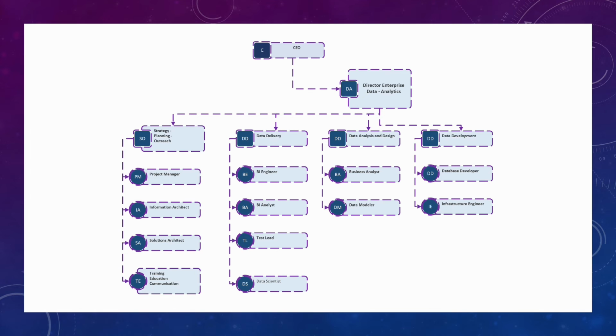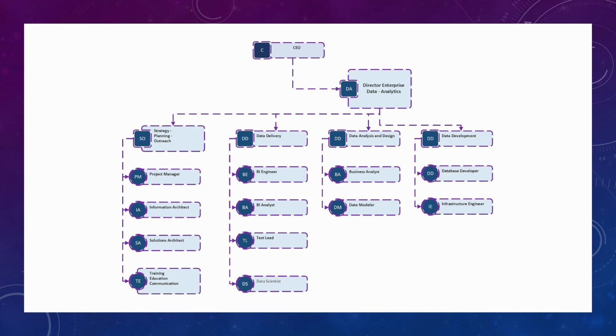Now, the staffing plan, which I determined will be necessary to develop this plan, is here in this structure. So we have the CEO, and the director of enterprise reports to the CEO. Then the director of enterprise will have strategic planning, manager, data delivery, data analysis and design, and data development.